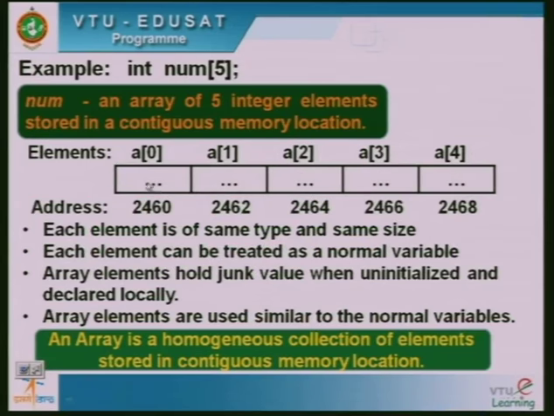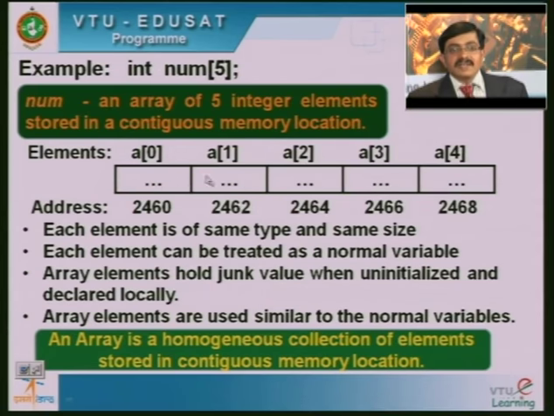So a of 0 is of 2 bytes, a of 1 is also of 2 bytes, a of 2 is also of 2 bytes, a of 3 is also of 2 bytes, and a of 4 is also of 2 bytes. So that's what we said. Each element is of the same type and same size, and each element can be treated as a normal variable. When I am accessing each of these elements in programming, they can be treated independently as a normal variable. A of 0 is one variable, A of 1 is another variable, A of 2 is another, A of 3 is another, and A of 4 is also another variable.